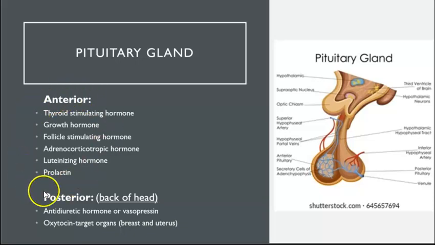The majority of the function of the pituitary gland is with the anterior, and that's going to be your thyroid, growth hormone, your follicle stimulating hormones, testosterone, estrogen. Adrenocorticotropic hormones, so your adrenal glands, where you get the cortisol, you get other things like your fight or flight response as well. Luteinizing hormones, so a lot of your sex hormones, and then prolactin.